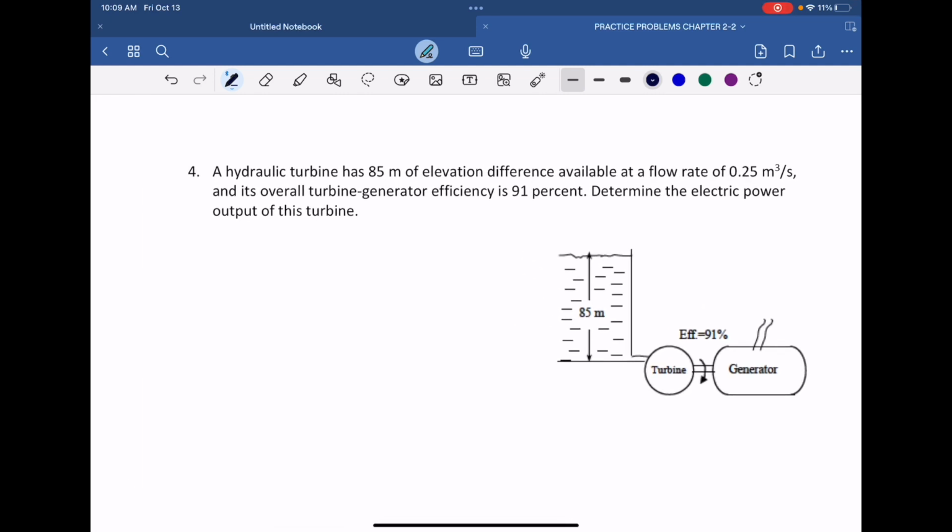And we have an equation for the overall turbine generator efficiency, and let's write it down, because we know the efficiency of the turbine generator combined system is always output over input. The output of the generator is the electric power, and the input to the turbine is the mechanical energy, or the rate of mechanical energy.